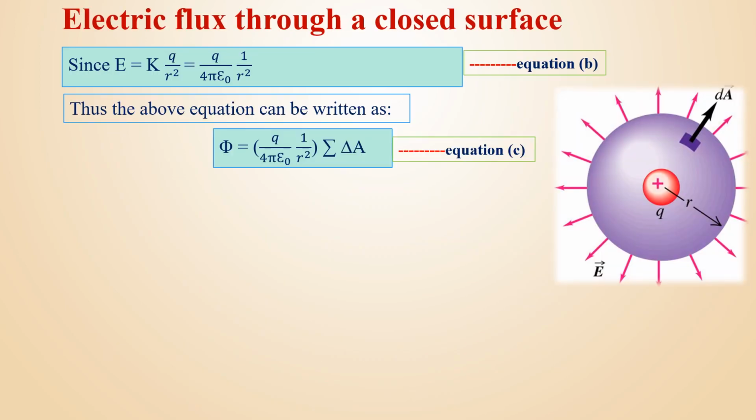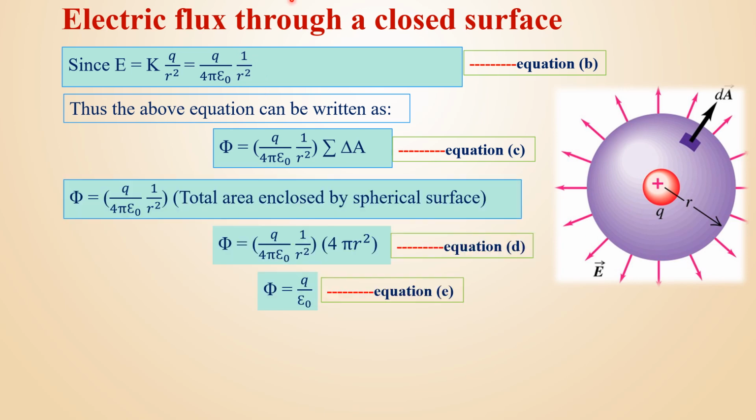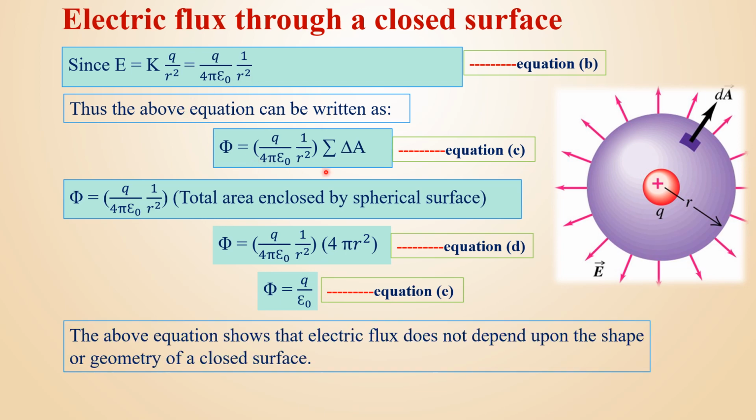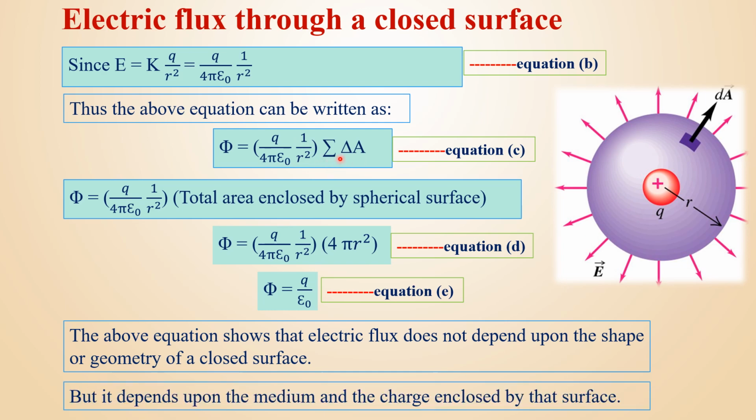Since E equals kq divided by r square and k equals 1 upon 4 pi epsilon naught, putting the value of k, we get E equals q divided by 4 pi epsilon naught into 1 upon r square, which we derived in lecture number 1. Let's say equation number B. By putting equation B into equation A, we get equation C, which is phi equals q divided by 4 pi epsilon naught into 1 upon r square into summation delta A.